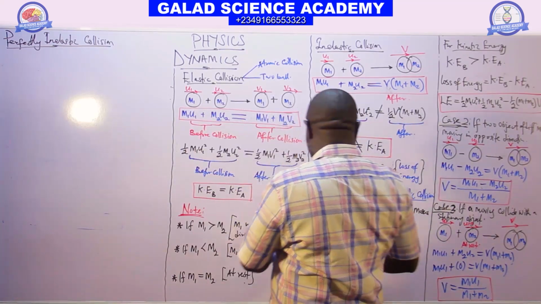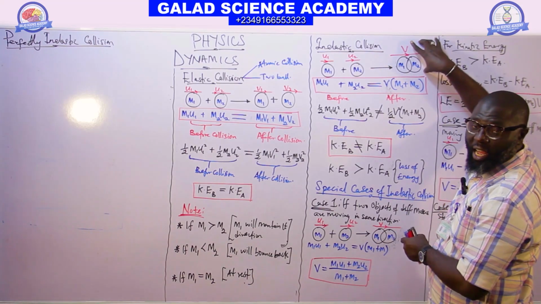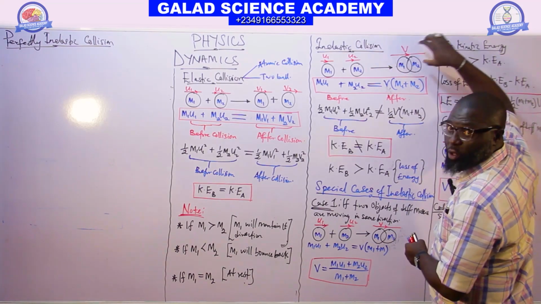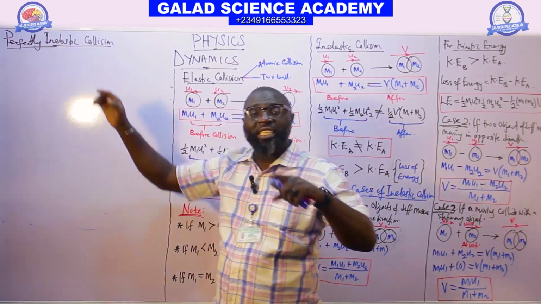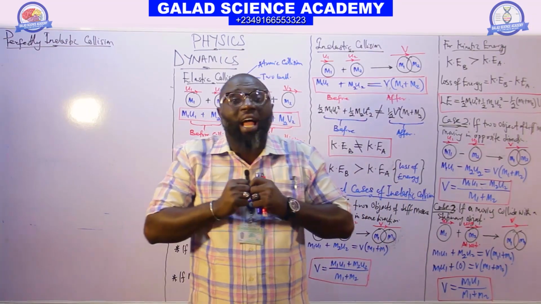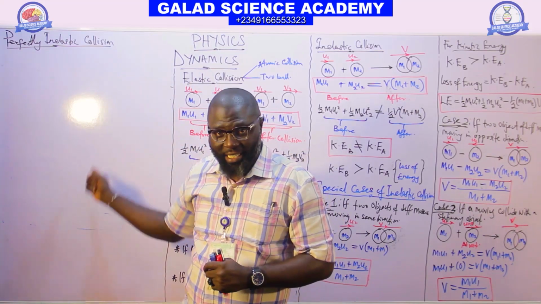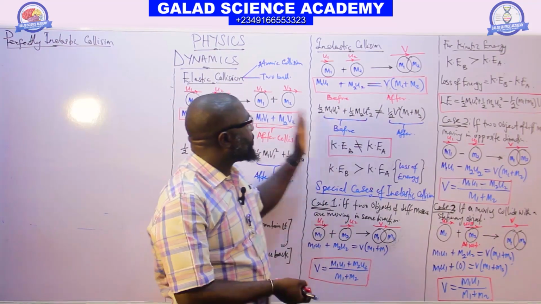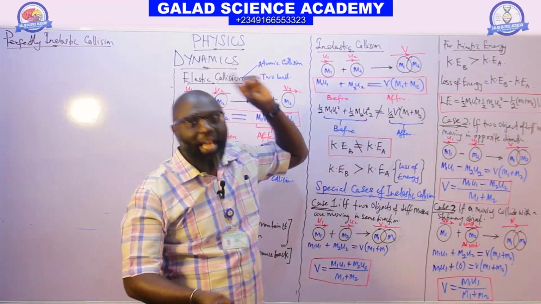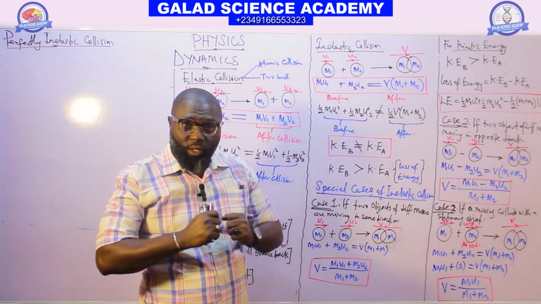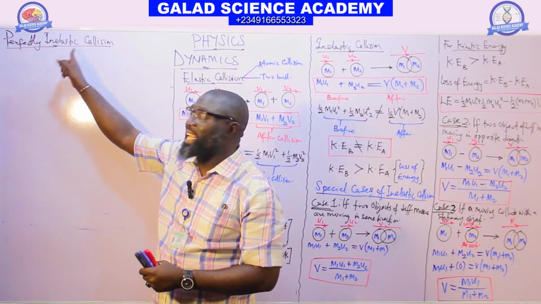But in the normal inelastic, after collision, they stick together and move with the same velocity. But in case of perfectly inelastic, after collision, they stick together and the body is at rest. For perfectly inelastic, they stick together instead of moving with the same velocity. They will be at rest.